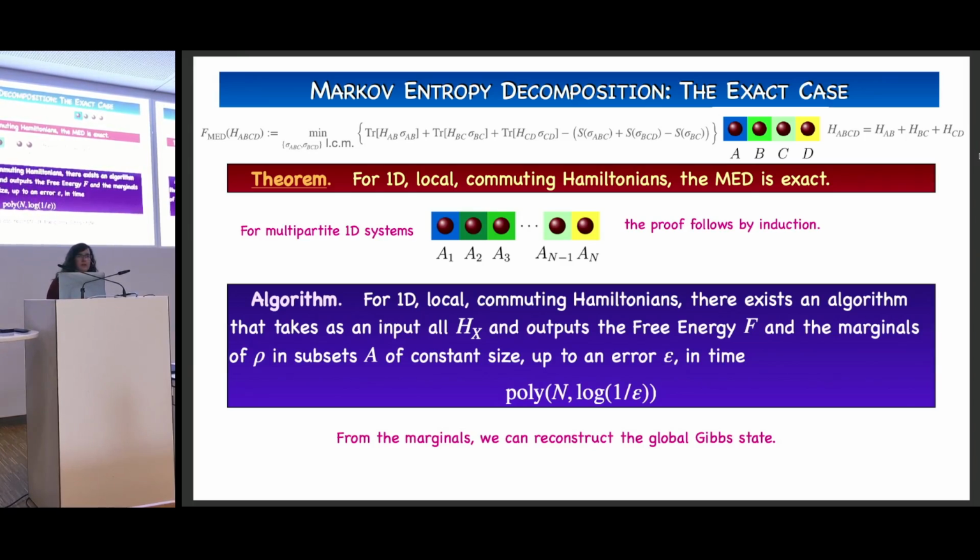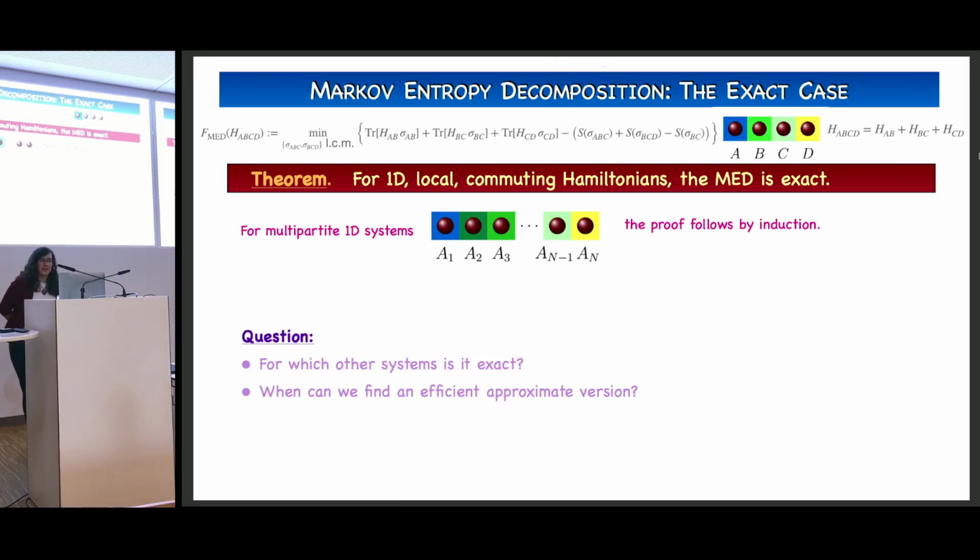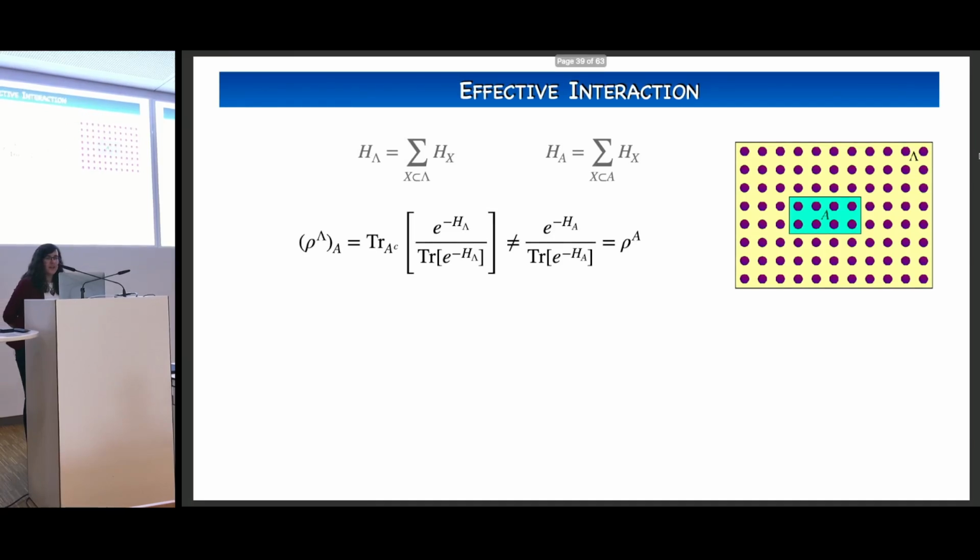And now in the last part of the talk, what I want to do is actually expand on the non-trivial cases. And the non-trivial cases are quite technical, but I want to give you here an intuition of what is happening. Since the decomposition is not going to give us an exact value of the free energy, what we need to find is the case in which it gives us an efficient approximate version. And for that, what we consider is the following picture.